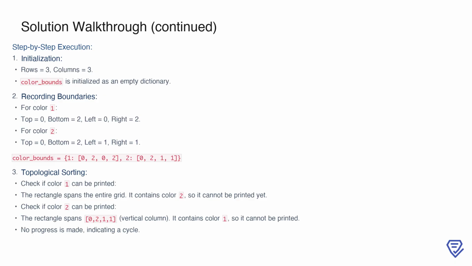Color 2, which appears in a vertical column, has boundaries top at row 0, bottom at row 2, left at column 1, and right at column 1. These boundaries are stored in the color_bounds dictionary.